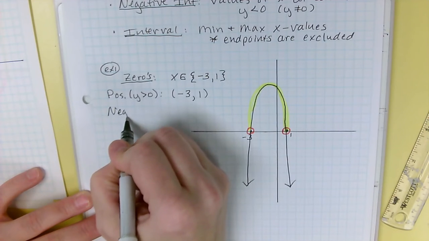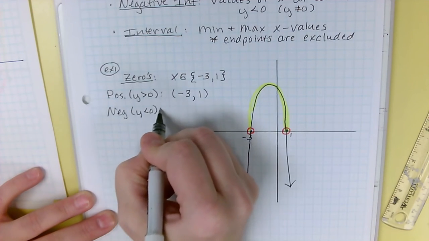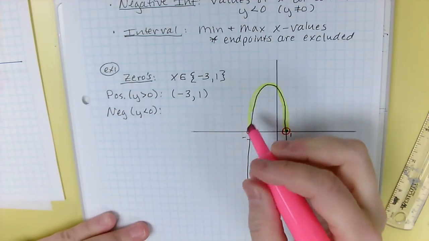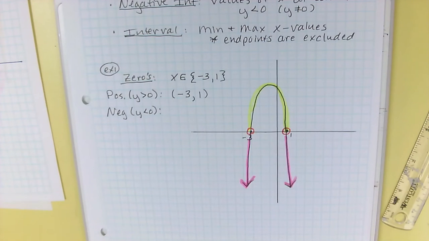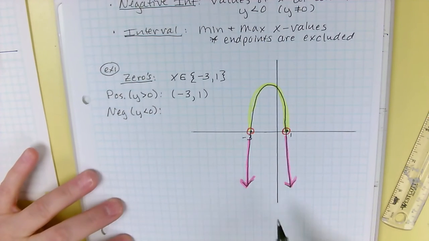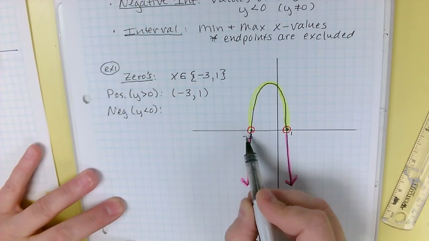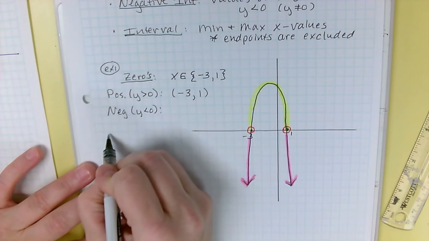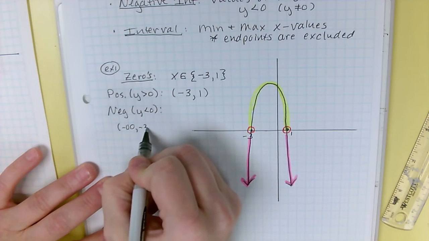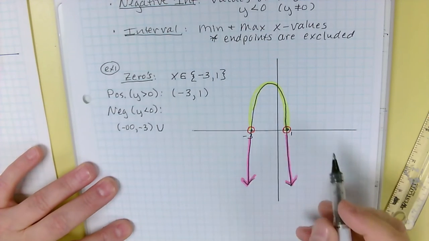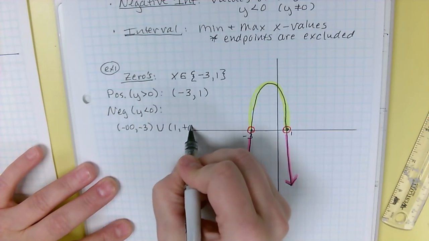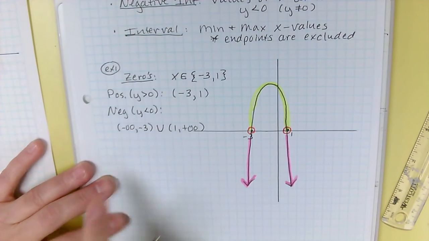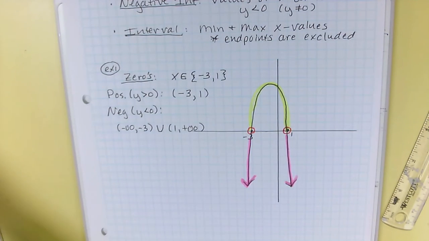Okay, now negative interval, which is where y is less than 0. So on this graph, y is less than 0 here on this piece and here on that piece. So for that one, there's two separate pieces, we're going to need to use union notation. So for the left piece, it goes from -infinity up to -3, not including the -3. So -infinity up to -3 in union with, and then this piece starts just after 1 and goes to positive infinity. So 1 to positive infinity. So two pieces are always separated by a union symbol.